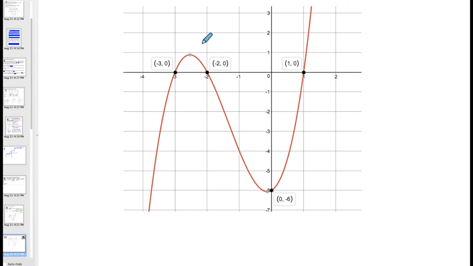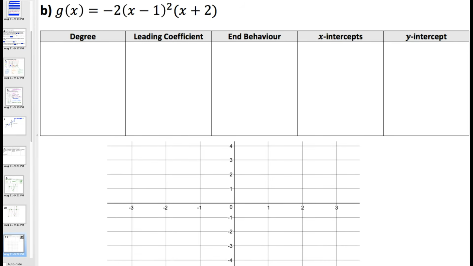But for now, all I'm interested in is, do you have the x-intercepts in the right spot? Do you have the shapes at these x-intercepts correctly? Do you have the correct y-intercept? And do you have the correct end behavior, starting and ending in the right quadrants? So let's try 3 more.